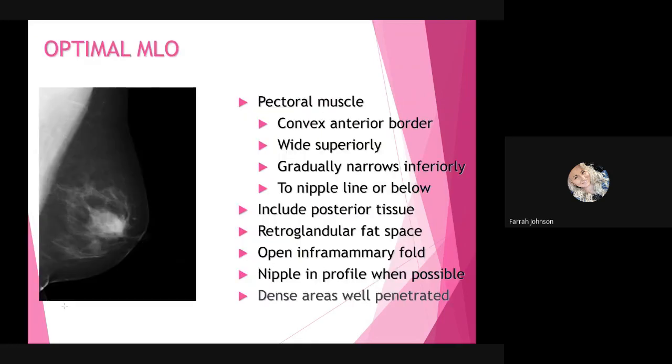So, an optimal MLO is going to include pectoral muscle, convex anterior border, wide superiorly, gradually narrows inferiorly into the nipple line or below. Meaning that if you find where your nipple is and you draw a line directly posterior from the nipple, it should intersect pectoral muscle. If it doesn't, it means that you did not pull enough of that muscle in to your image receptor. This ensures that you included posterior tissue.